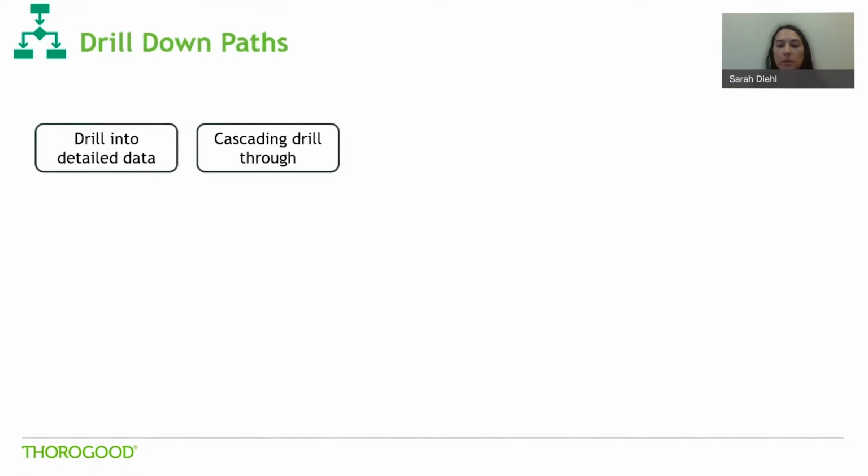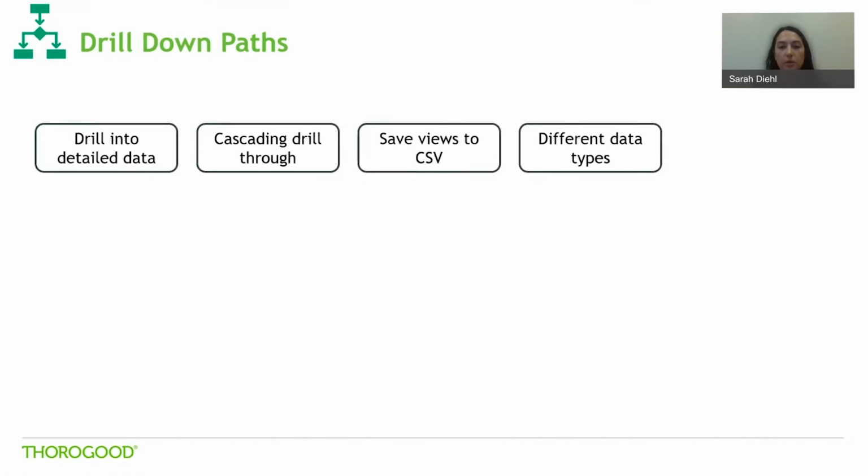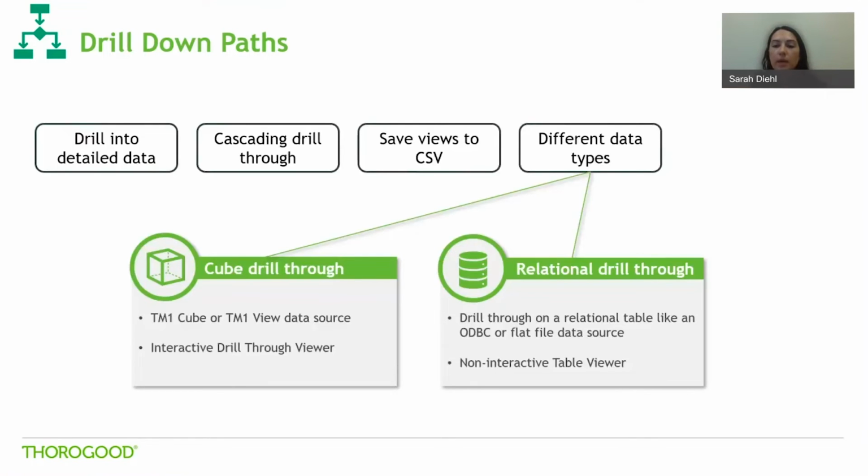You can drill down into multiple levels of your report as well. And once you view the drilled down data, you can also save that view and export it as a CSV for further analysis if needed. Drill down paths are also possible for cubes and relational databases as well. The cube drill through is a drill through process on a TM1 cube or TM1 view data source. Drilling down onto a cell connected to a cube data source will open up the drill through viewer pane, which is interactive to the viewer.